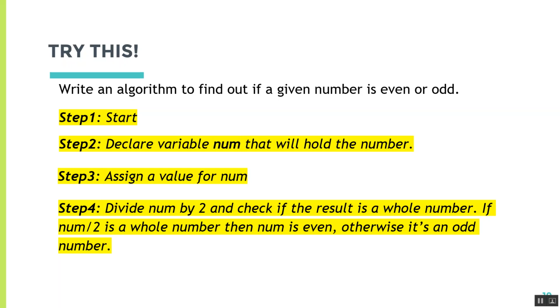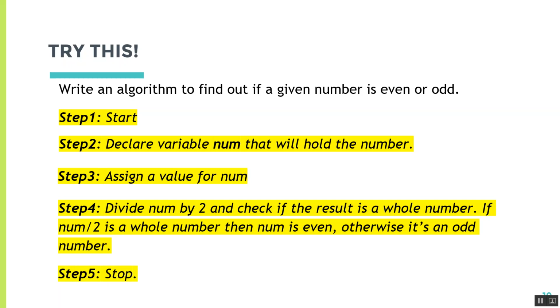Okay, let's assign another value for num. Let's say for example 8. So 8 divided by 2 is 4. So it's a whole number, meaning to say 8 is an even number. And then step 5, stop.